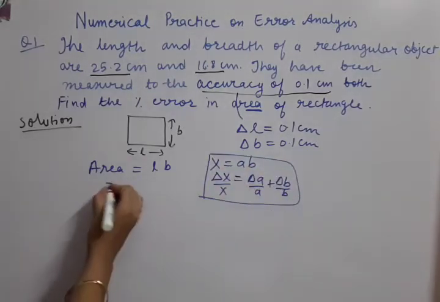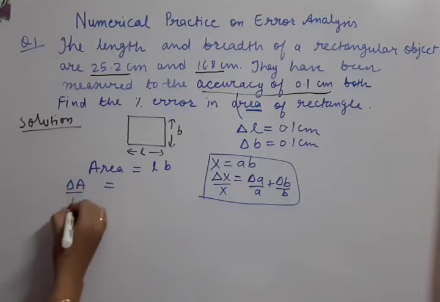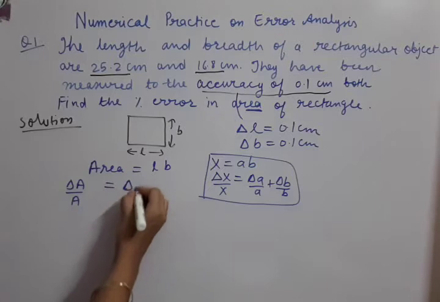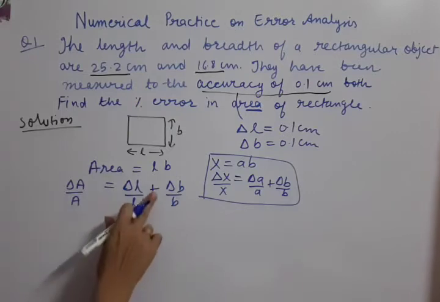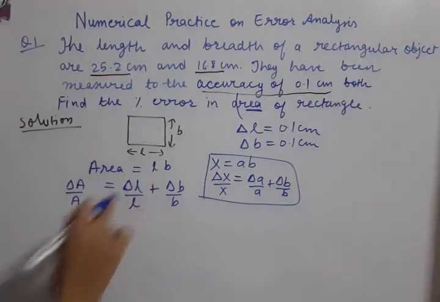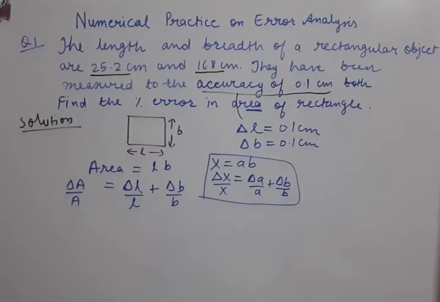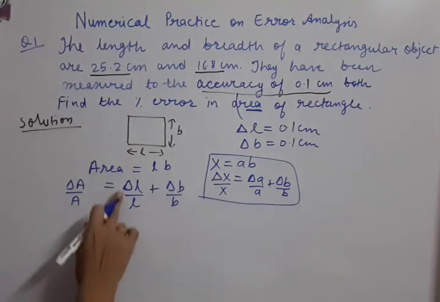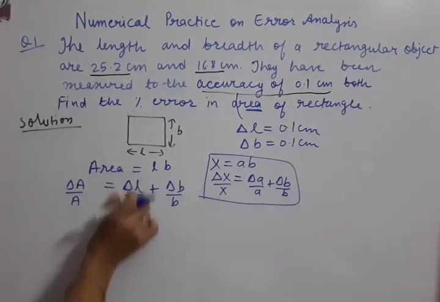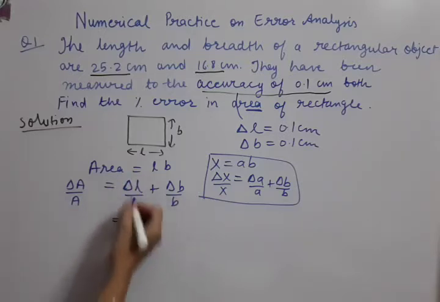Using this error expression, we will write delta A upon A, that is the relative error in area, is equal to delta L by L plus delta B by B. Why are we putting plus here? Because errors are always added, whether it is multiplication, division, addition, subtraction, any operation. The kind of error may change. So in multiplication and division, relative errors are added. So I have written delta upon original. This is relative error. Now we will put the values.